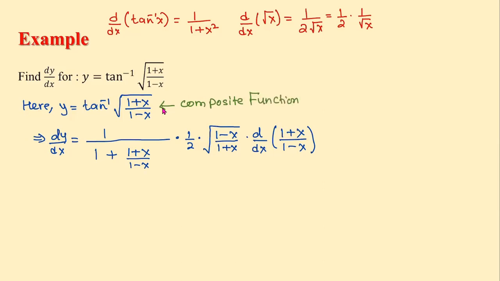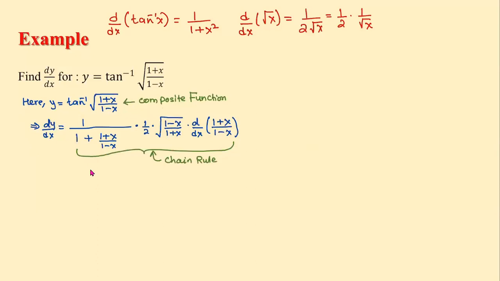Because that was a composite function, we use the chain rule. So in this step, we use the chain rule. Always remember, if the function is given in the form of a composite function, then we have to use the chain rule. Now we need to simplify that.